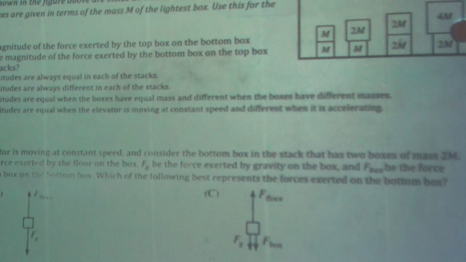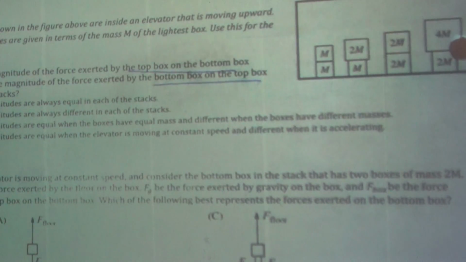Alright, we've got stacks of boxes as shown in an elevator moving upwards. The masses of the boxes are in terms of M. How does the magnitude of the force exerted by the top box on the bottom box compare with the magnitude of the force exerted by the bottom box on the top box? So top on bottom compared to bottom on top, those are the exact same force. So the two magnitudes are always equal. It doesn't matter if they're accelerating or constant speed or if they're different masses, those two have to be equal to each other.